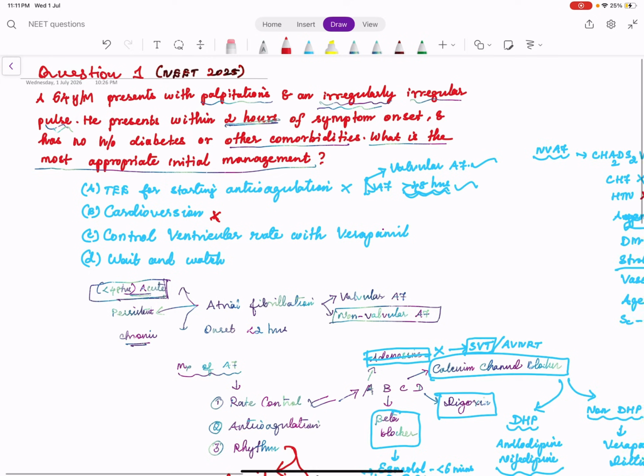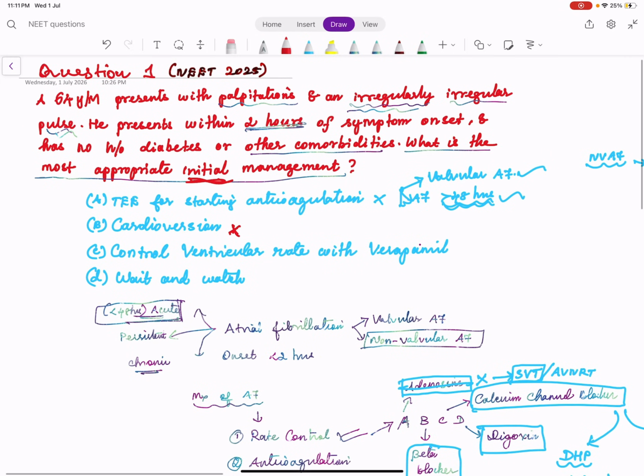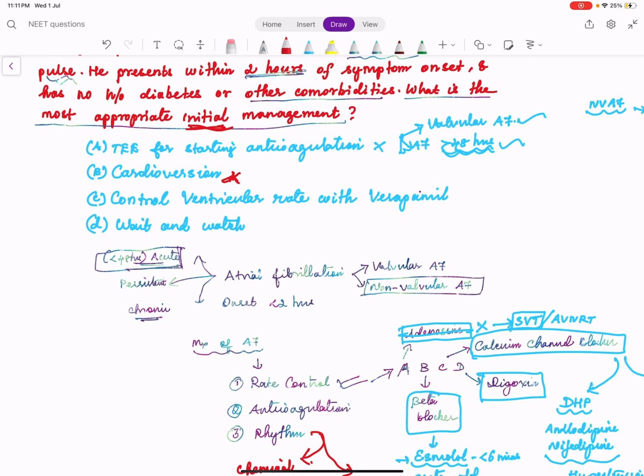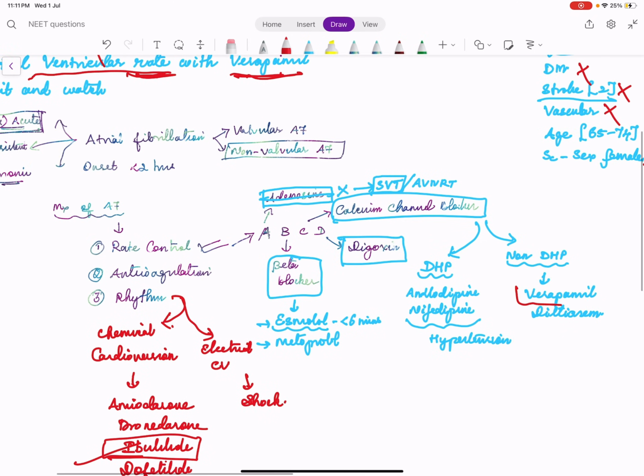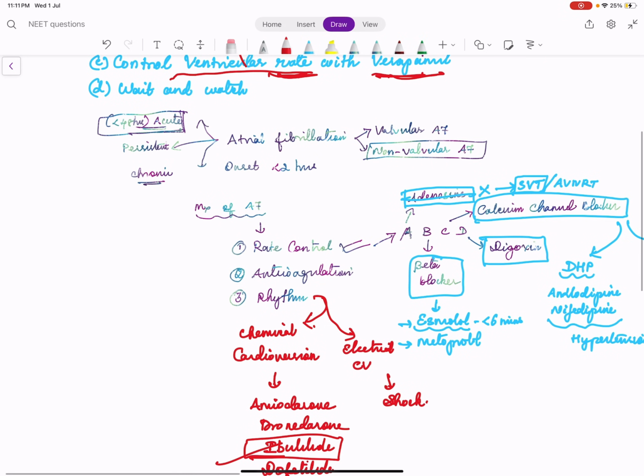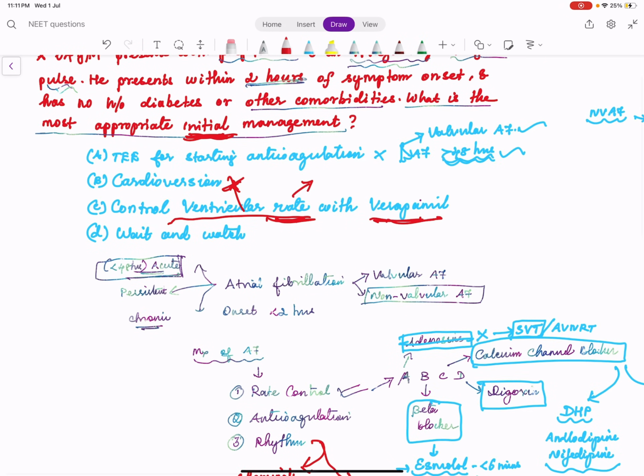So since the question asked here is initial management, even though rhythm control or cardioversion comes here, it is not the initial management. In it, every word is important. And the third one is control ventricular rate with verapamil. So this is what we discussed. The first step in atrial fibrillation management is rate control. And among the rate control agents, we have B, C and D: beta blocker, calcium channel blocker or digoxin. And verapamil is a non-dihydropyridine calcium channel blocker. So this answer seems appropriate.